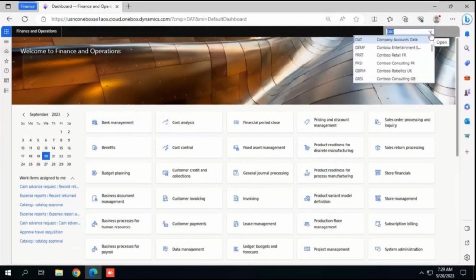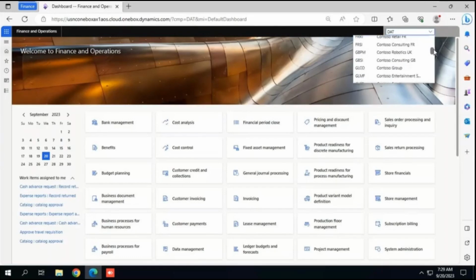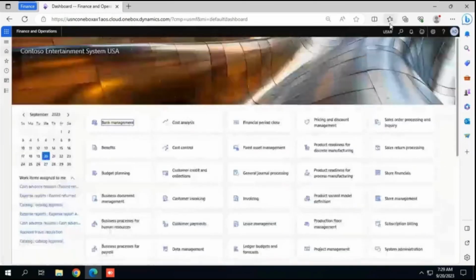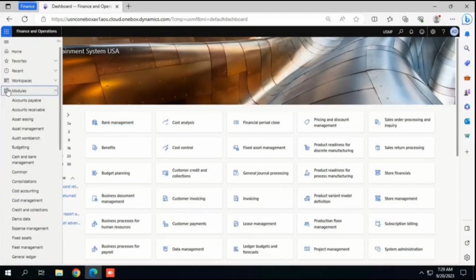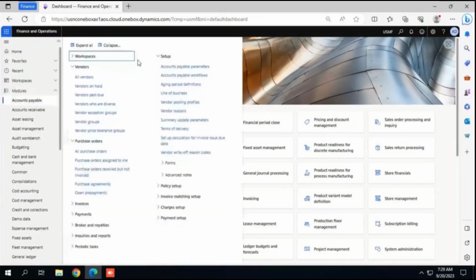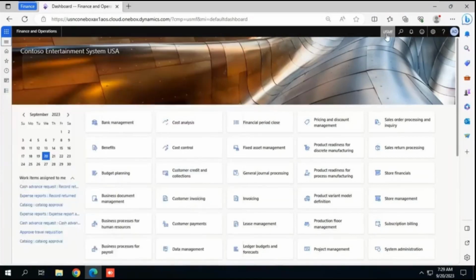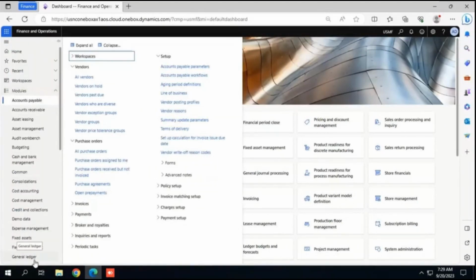Okay, fine. Now once it is opened, you will find there is sample data here. There is so much sample data. So for practicing purposes, try to go to the USMF company. USMF company means US manufacturing company. In that, so much sample data already exists. You are going to learn. So this is the company, and on the left side these are modules.